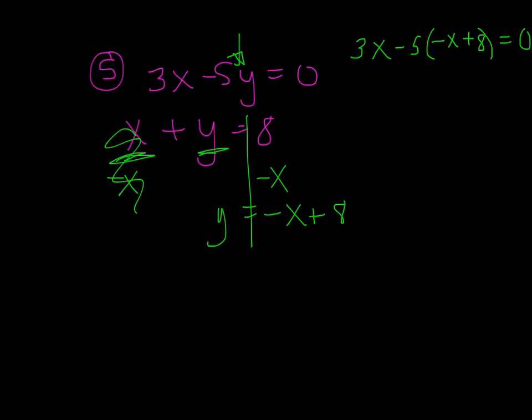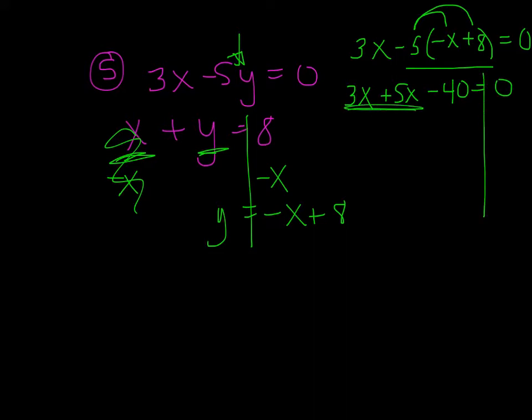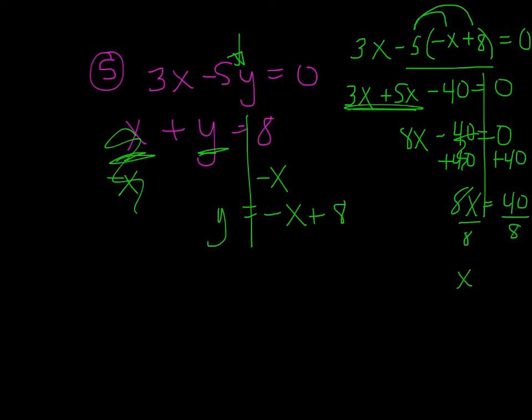So now I have to multiply these two things together. 3x isn't involved in that, so it's just hanging out. I do negative 5 times negative x, which is positive 5x, and negative 5 times 8, which is negative 40. I still have these like terms to combine, so I'm going to combine those and get 8x minus 40 equals 0. Add 40 to both sides. So 8x equals 40, and then divide by 8. So x equals 5. So I have my x value.